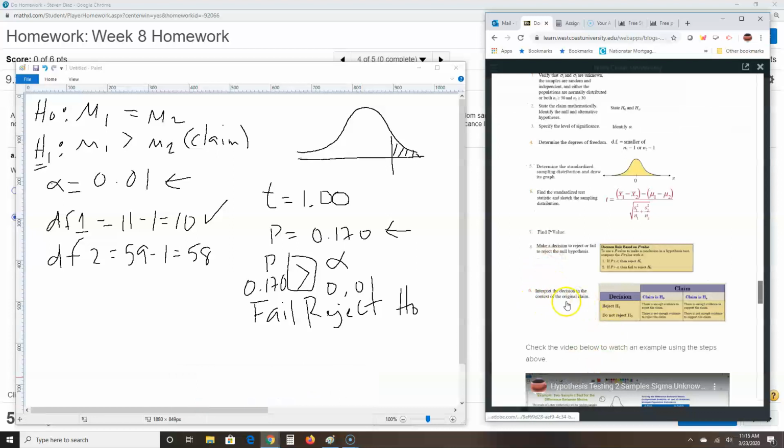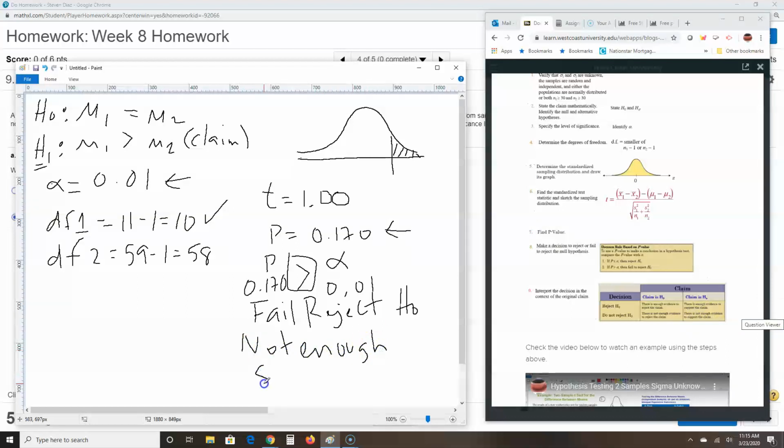Now we're going to do step 9, the interpretation. And I need, what was my decision? So it failed to reject. I'm in the second row. Where is my claim? My claim is in H1. So the last column, so second row, last column, the intersection, whatever it says in the intersection, that's my interpretation. It says not enough evidence to support the claim. Okay, so not enough to support the claim.